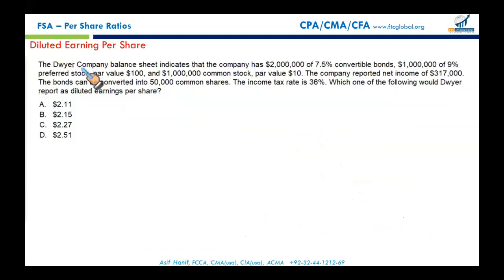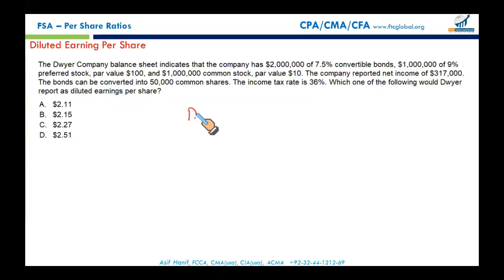Next, Dwyer Company's balance sheet indicates that the company has 2 million of 7.5% convertible bonds, 1 million of 9% preferred stock, par value 100, and 1 million common stock, par value 10. The company reported net income of $317,000. The bonds can be converted into 50,000 common shares. The income tax rate is 36%, unlike the previous question that had 34% as tax rate. Which of the following would Dwyer report as diluted earnings per share?